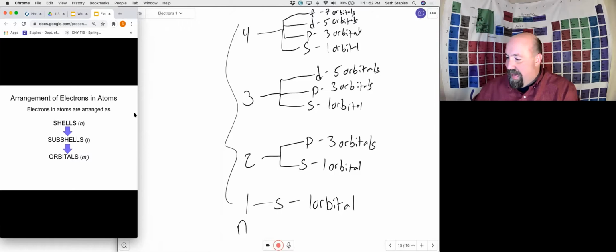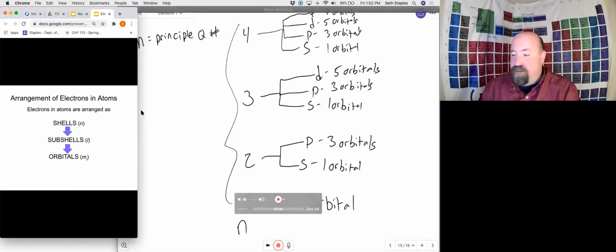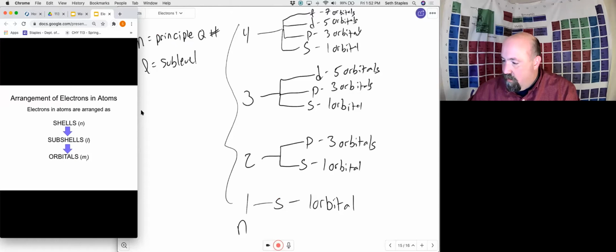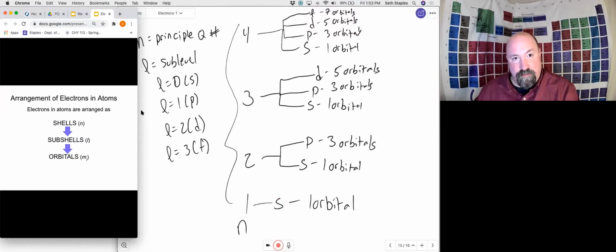Our quantum number l, well, actually, we'll back up. I'll write that out up here. So n, we said, was our principal quantum number, defining our Bohr shell. l, we said, is the quantum number that is going to define our sublevels for us. Sorry, l equals 0 is an s sublevel. l equals 1 is a p sublevel. l equals 2 is a d sublevel. And l equals 3 is an f sublevel.